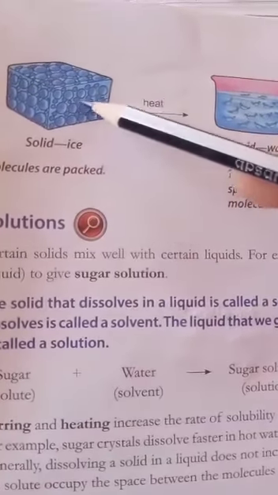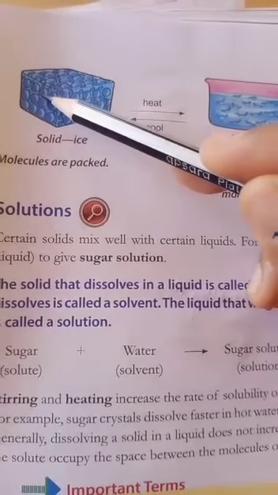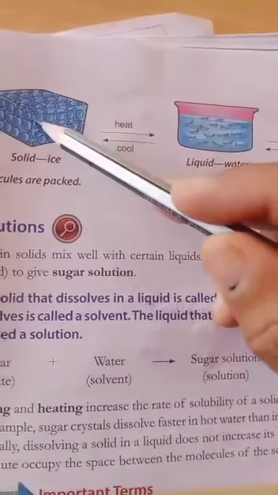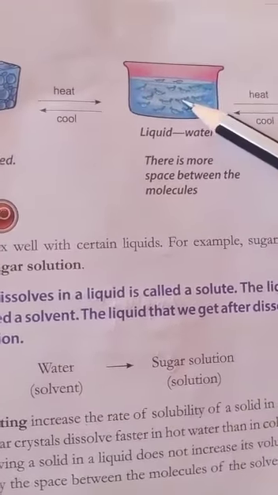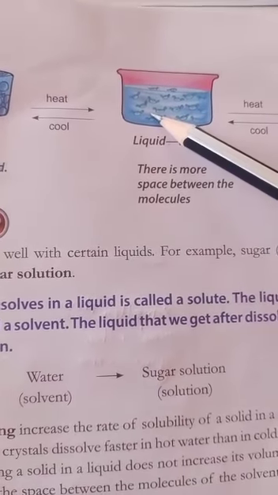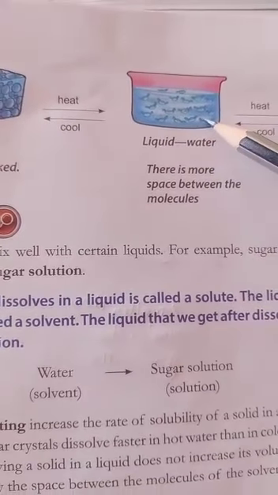You can see the molecules here, they are tightly packed in the solid ice. The same ice when it is heated, you can see the molecules here, there is space between the molecules. See this space here, so the liquid flows.